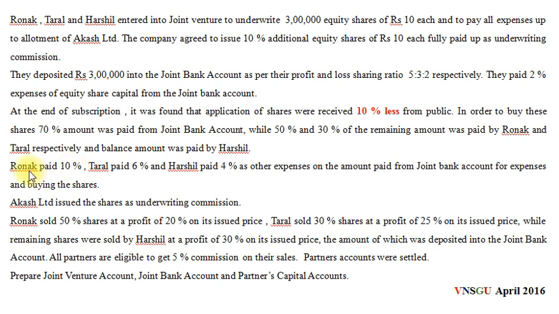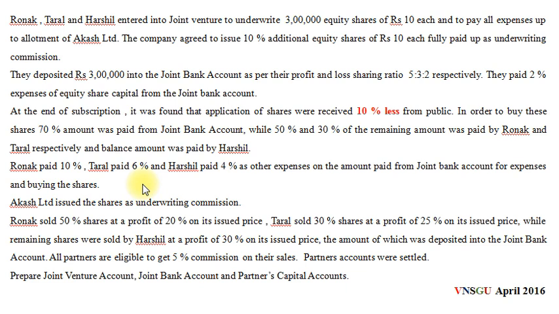Now Ronak paid 10%, Taral paid 6%, and Harshil paid 4% as other expenses on the amount paid from joint bank account for expense and buying the shares. Dear students, let us understand. From joint bank account, amount paid for other expenses was 60,000, and for purchase of shares from joint bank account, paid amount is rupees 2,10,000.